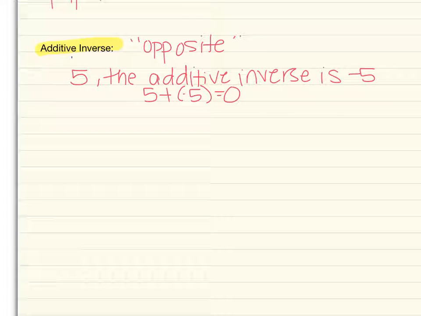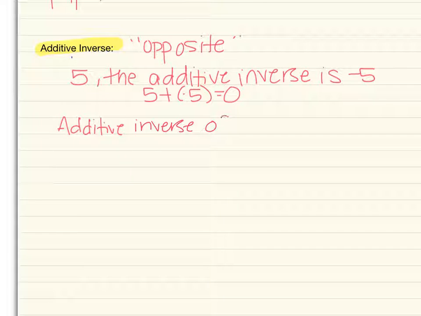Okay? Let's try one more. Let's say we need to know the additive inverse of -8. Okay, so now if we're starting with a negative, the opposite of -8 would be a +8. We're thinking, what number can I add to -8 to get to 0? Okay, so the additive inverse of -8 is 8. So we could say -8 plus 8 equals 0.